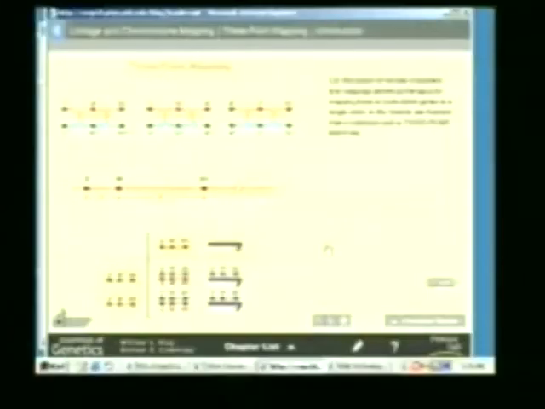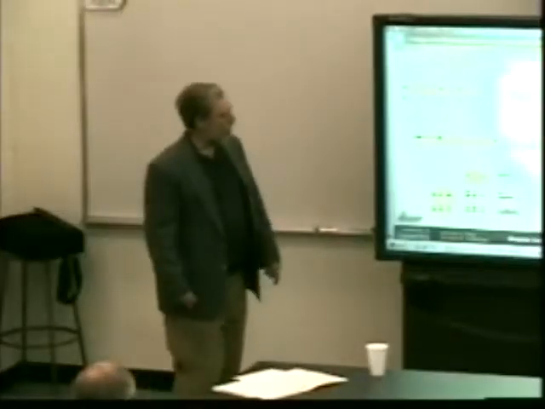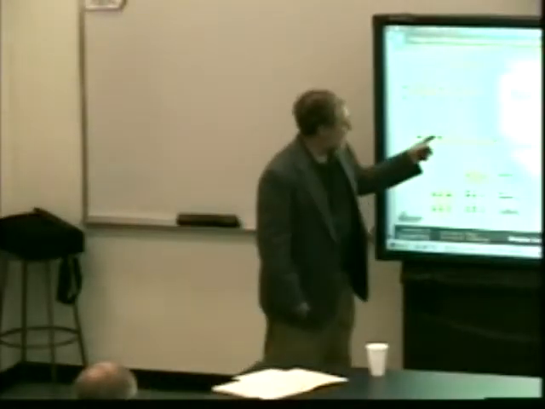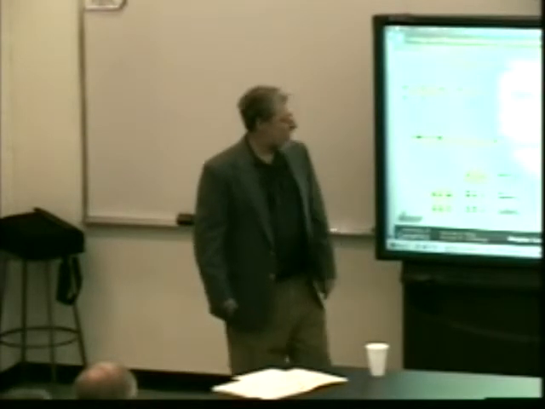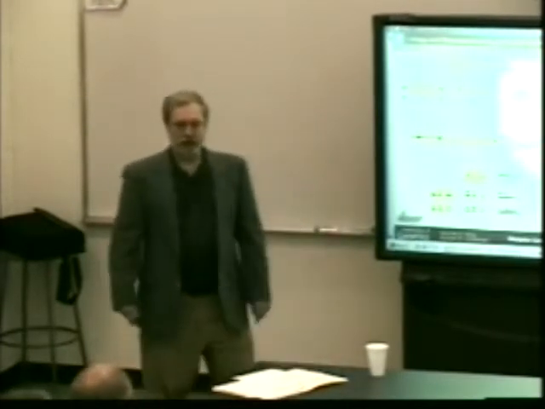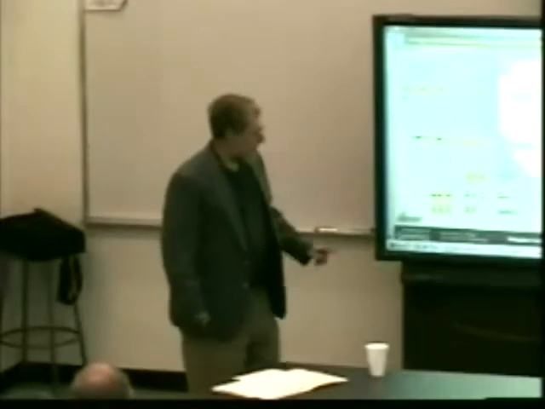So schematically, this is a chromosome, and there are 3 genes on this chromosome, and the idea is to determine the relative position and separation of these genes on the chromosome. In this particular example, these happen to be genes associated with certain traits in fruit flies, Drosophila. Let me skip through some introduction stuff here.